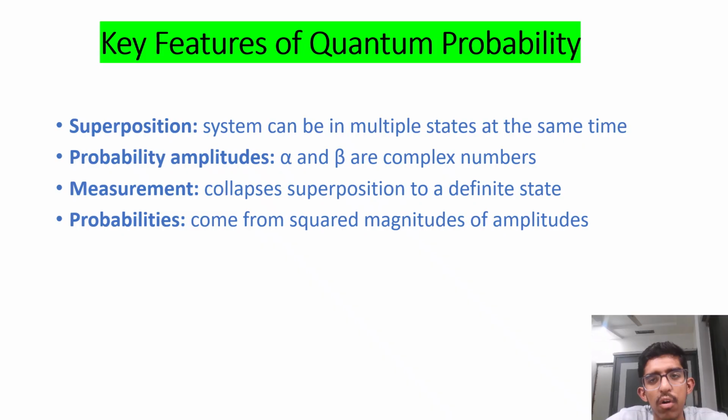Key features of quantum probability are superposition: the system can be in multiple states at the same time. Probability amplitudes: alpha and beta are complex numbers. Measurement collapses superposition to a definite state. Probabilities come from squared magnitudes of amplitudes.